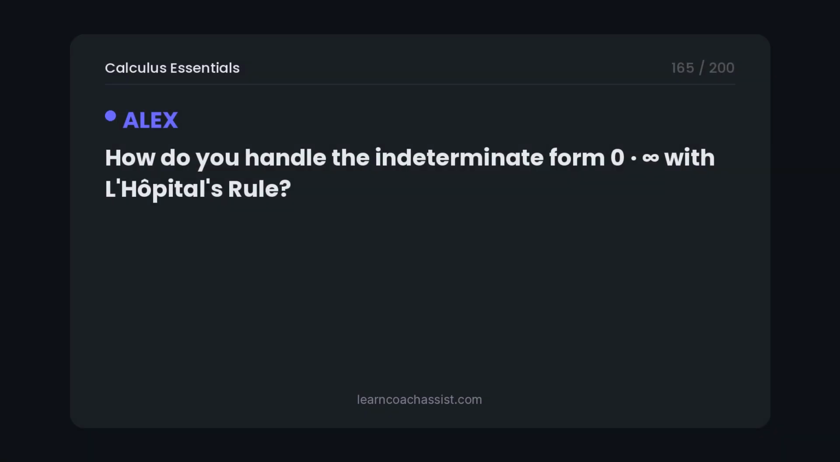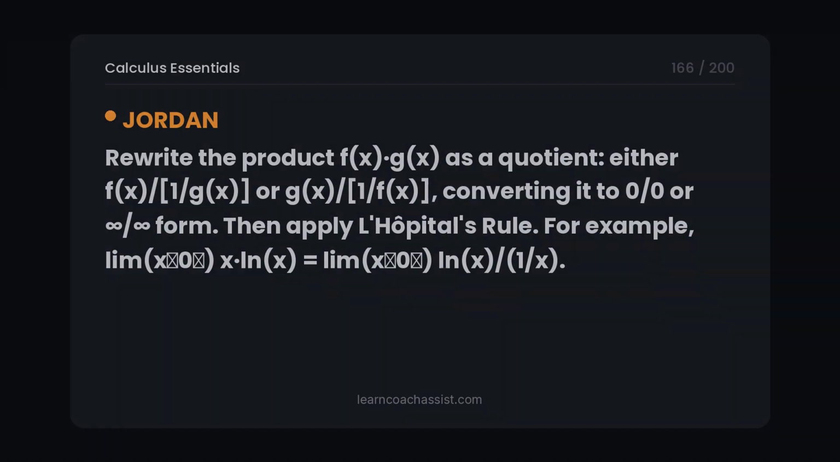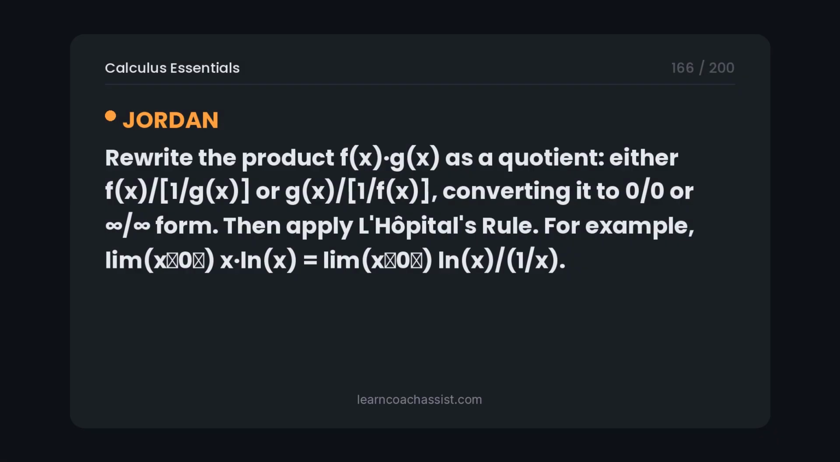How do you handle the indeterminate form 0·∞ with L'Hopital's rule? Rewrite the product f(x)g(x) as a quotient, either f(x)/(1/g(x)) or g(x)/(1/f(x)), converting it to 0/0 or ∞/∞ form. Then apply L'Hopital's rule. For example, lim(x→0) x ln x = lim(x→0) ln x / (1/x).